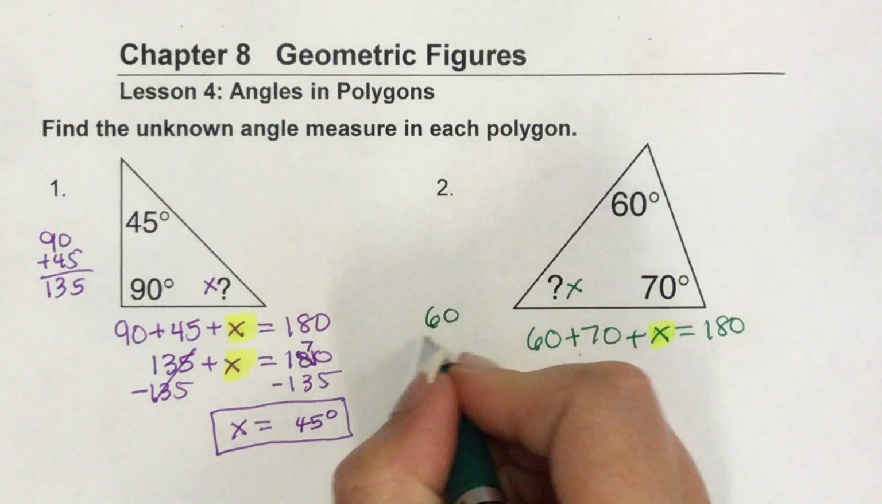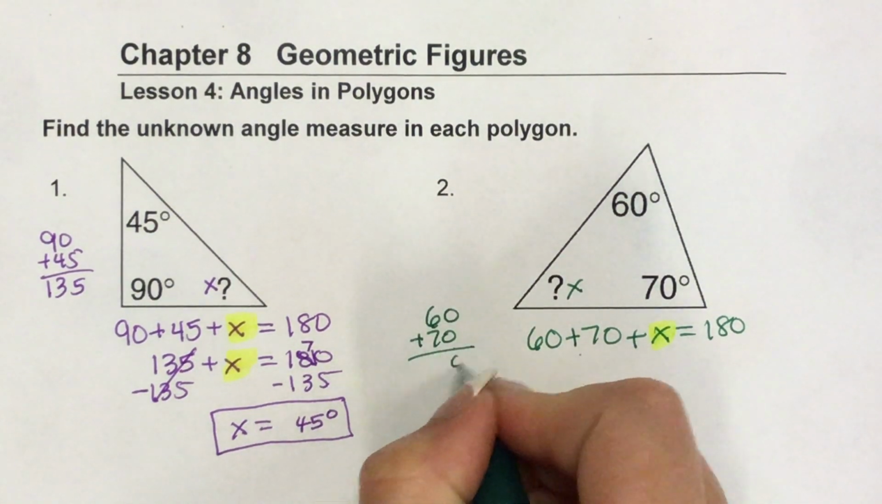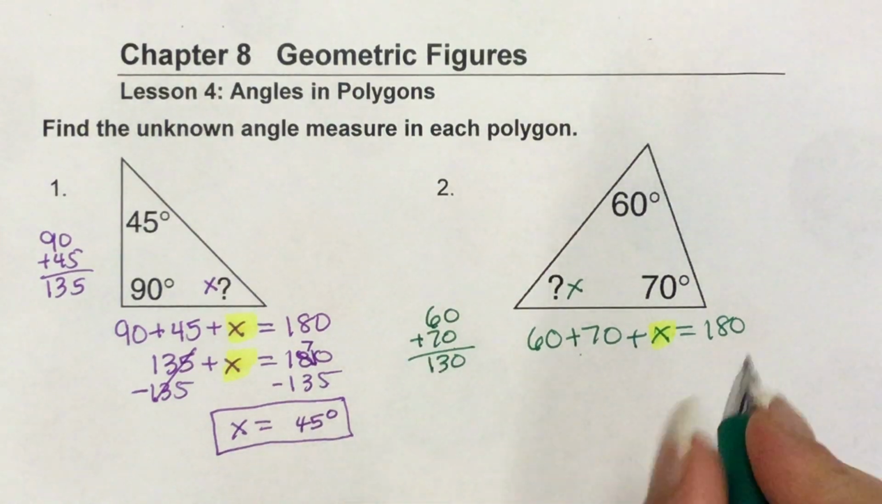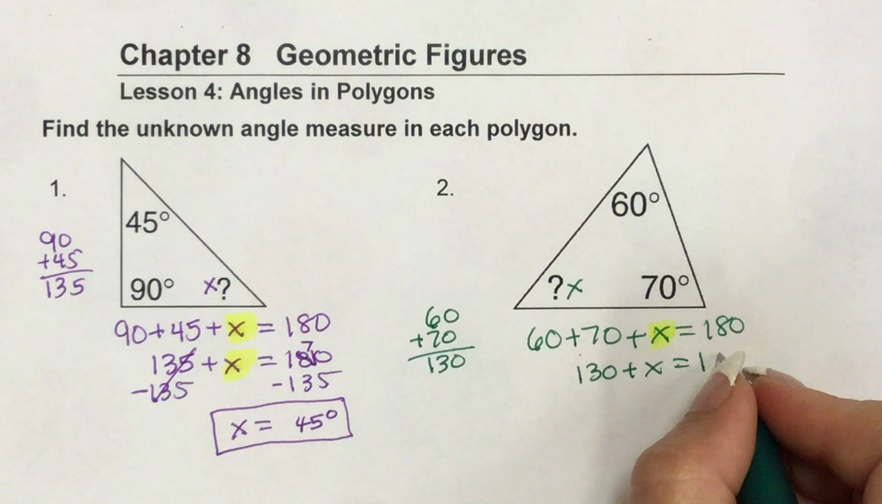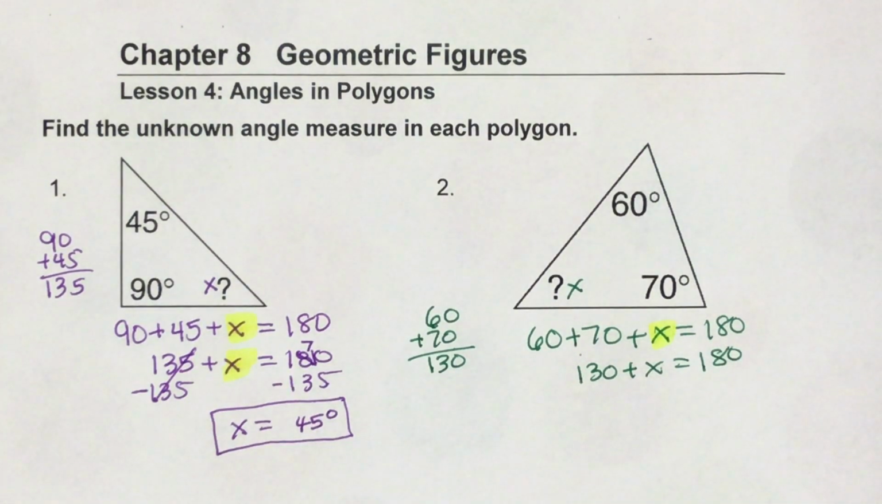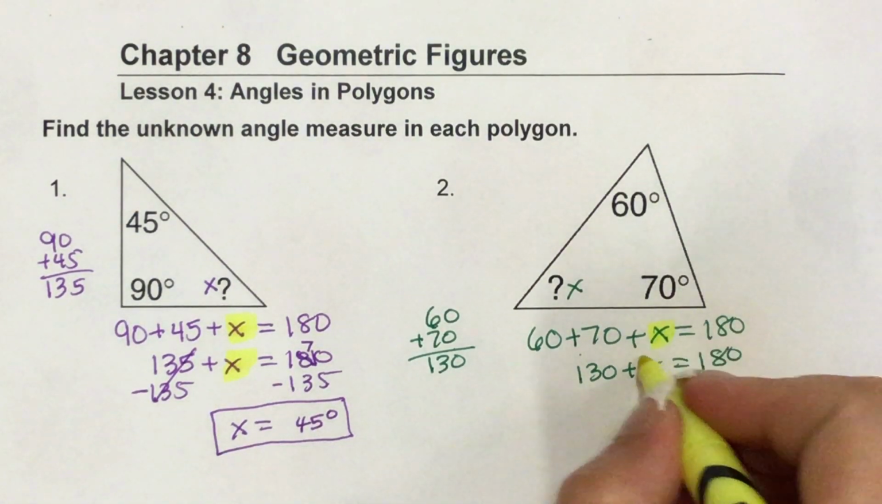So I'm going to go 60 plus 70. 0 plus 0 is 0. 6 plus 7 is 13. We have 130 plus x equals 180. So we're trying to isolate x and get x by itself.